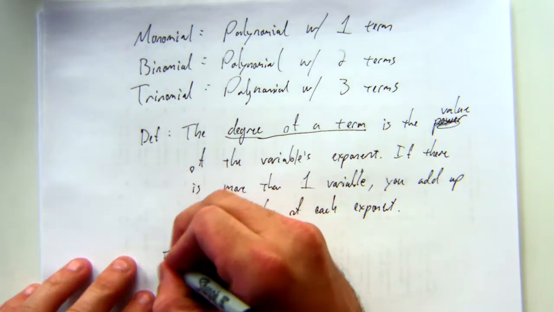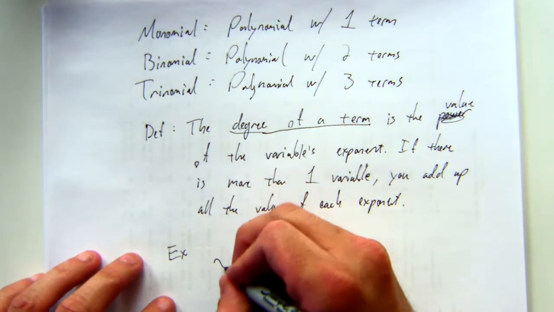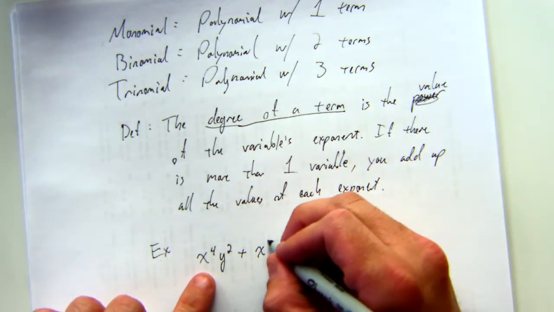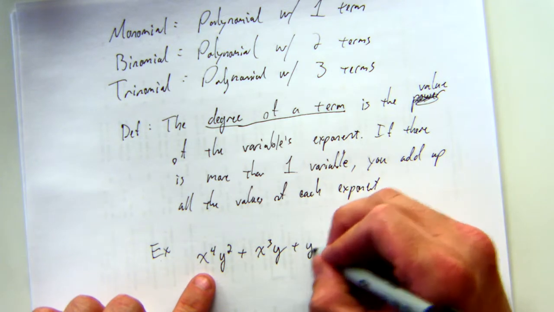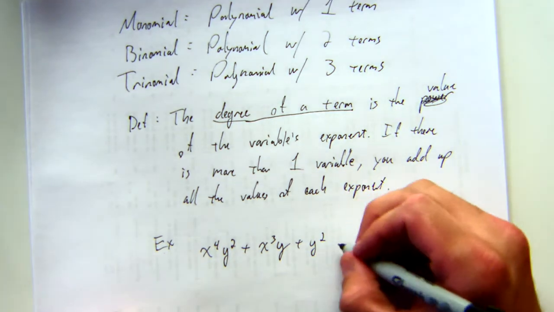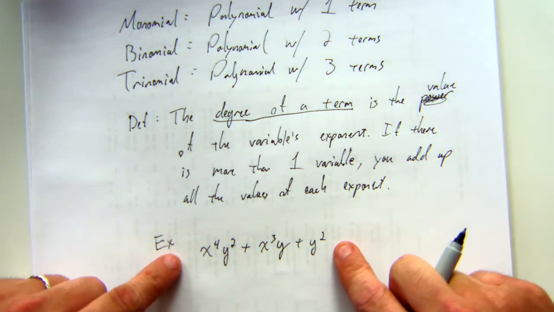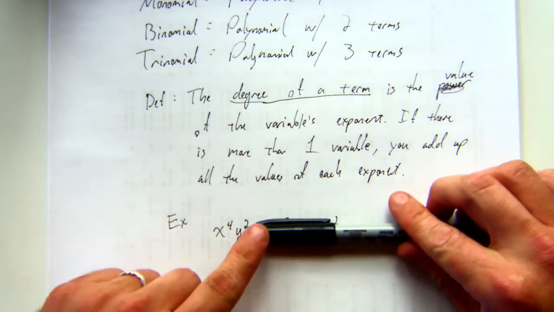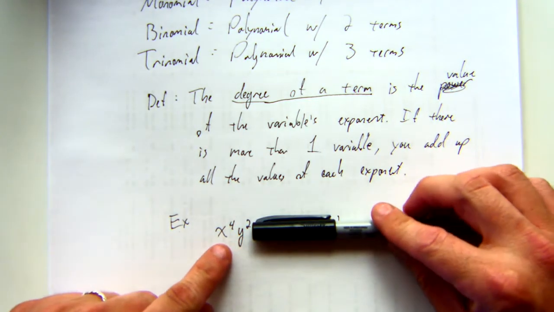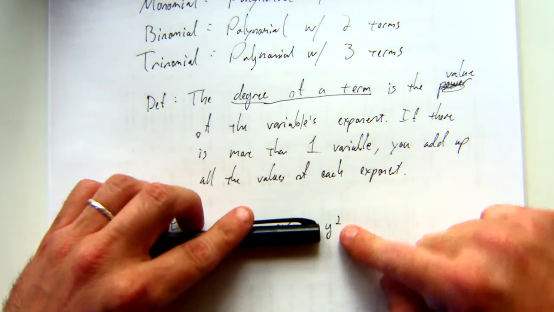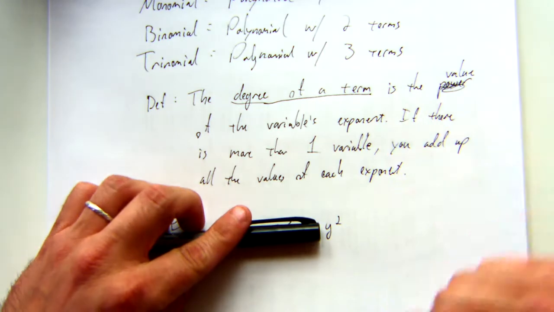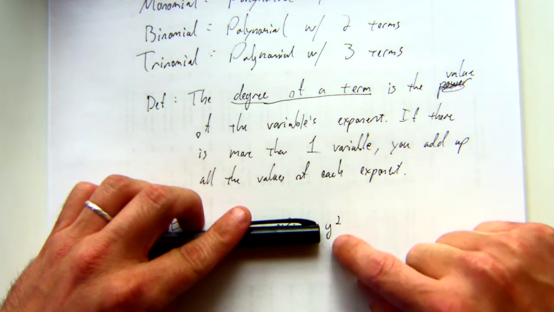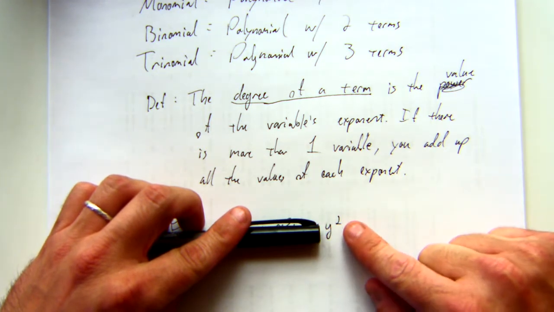So let's do an example of this. Suppose I give you x to the 4th y squared plus x cubed y plus y squared. Okay? So this is a polynomial. All the variables have whole number exponents. And let's just look at the first term. Okay, so for this first term, well, let's do the last one first. So the degree of a term is the value of that variable's exponent. So we look at this term. What's the degree for this term? Just 2. We just look at the exponent 2.